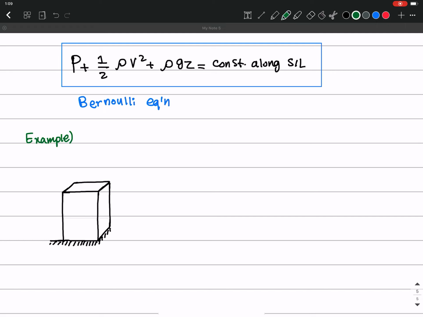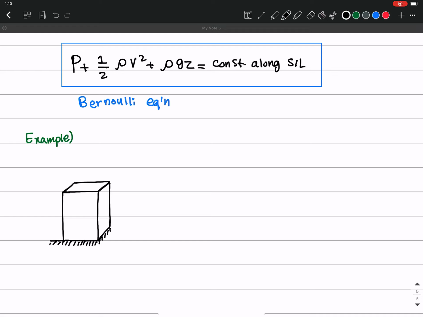Okay, so now let's solve some examples of this Bernoulli equation to see how we can use it, and then I'm going to introduce some alternate forms of Bernoulli equation, and then talk about the stagnation point concept, and further solving more examples of the application of this equation in engineering problems. Okay. So let's get started.